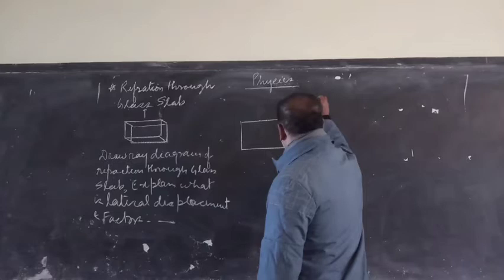Now you draw a normal. This is the normal. We take an incident ray. This is the angle of incidence. In refraction, you have studied when a ray of light travels from rarer medium to denser medium, what happens? It bends towards the normal. This is the angle of refraction.